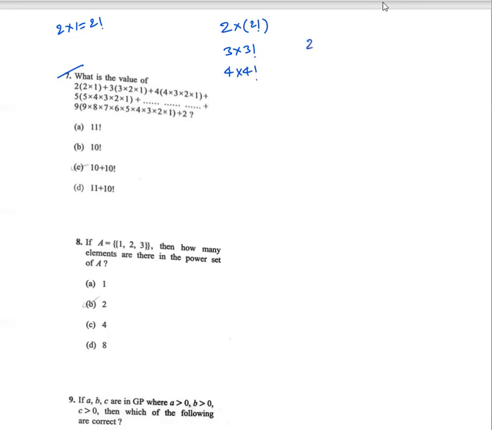What is 2 into 2 factorial? This is 4. 3 into 3 factorial, 3 factorial is 6, 6 into 3 is 18, isn't it?